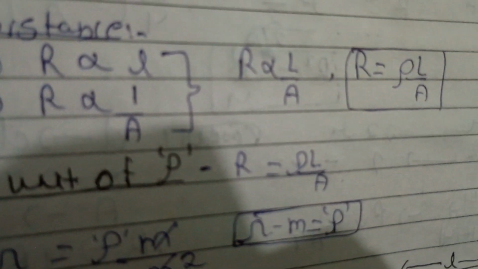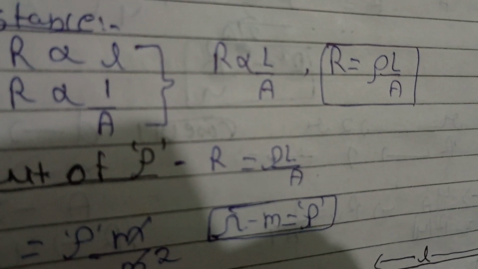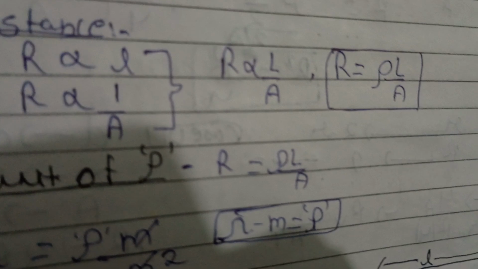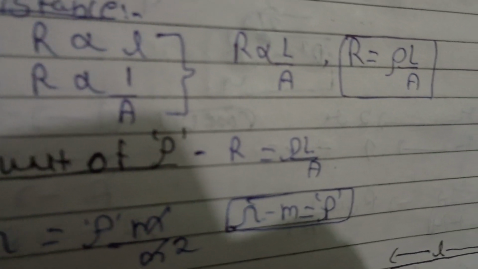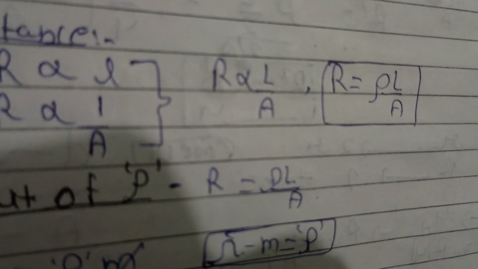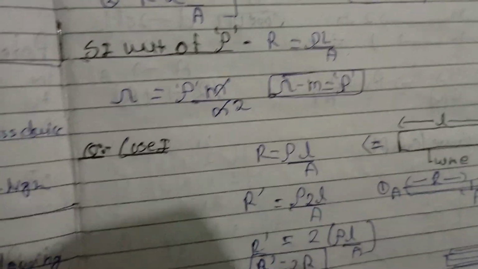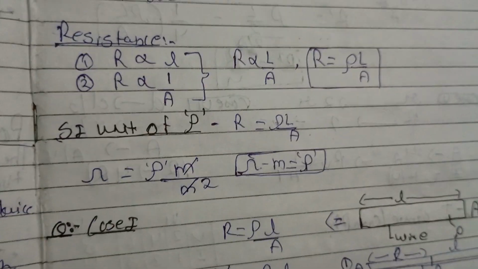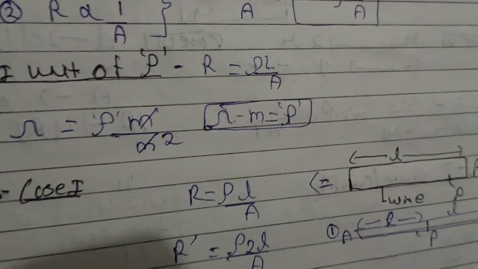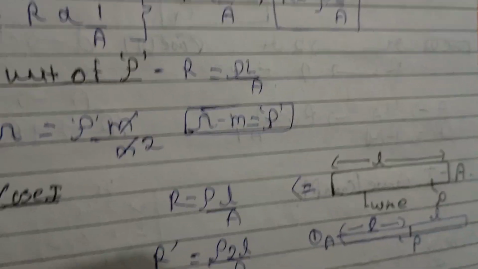So if we want to change the proportional sign into equal to, we have to add a constant. There is a constant, resistivity. So R is equal to rho L by A. There is the rho symbol of resistivity. So R is equal to rho L by A.